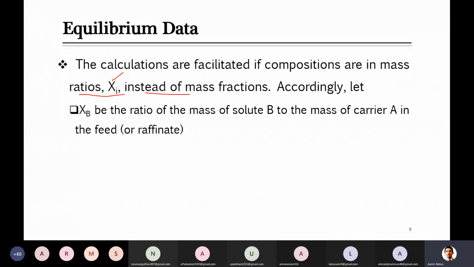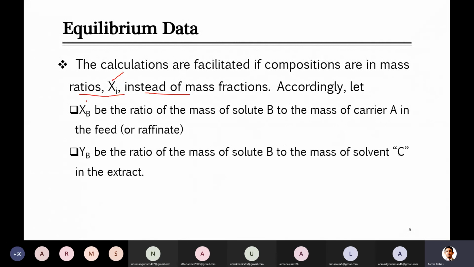If you write XB in the raffinate, that means the mass of the solute B in the raffinate to the mass of carrier A in the raffinate. While we are using the terminology YB here, kindly note this Y is not about mole fraction, because it's already told you that everything we are talking about here is mass. So YB, just to differentiate from this, in your textbook he is using this terminology YB.